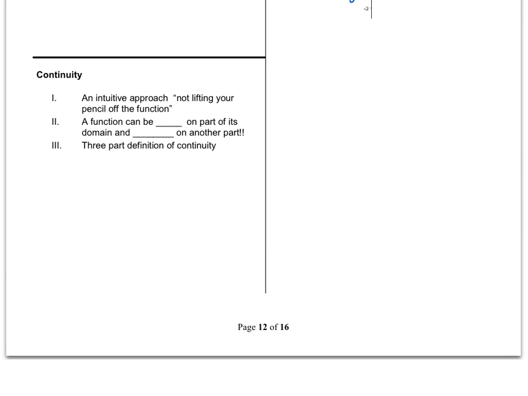Continuity itself has a pretty intuitive approach to it. If you can draw a function without lifting your pencil off of the piece of paper, that's pretty much a continuous function. Okay? For part 2 of continuity, a function can be continuous on one part of its domain and discontinuous on another.